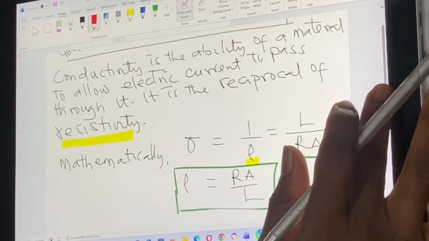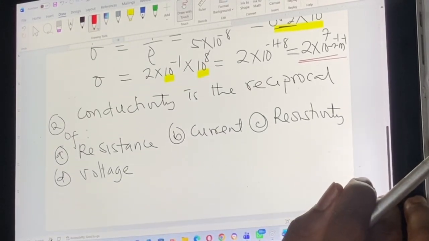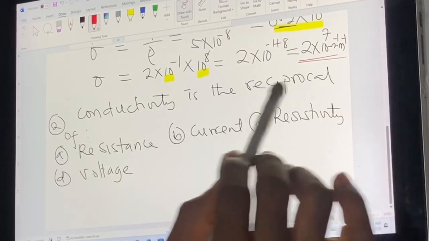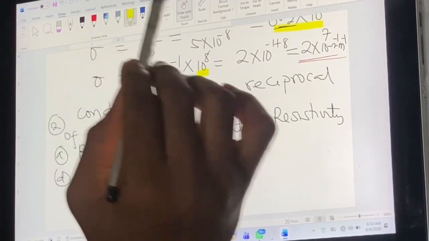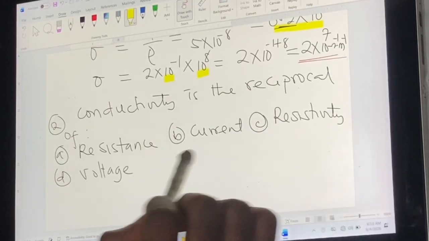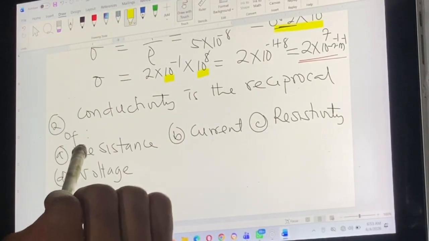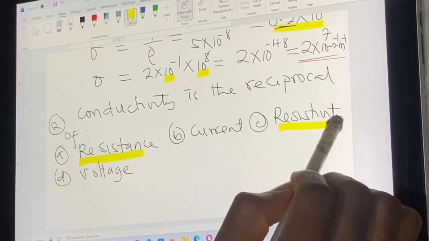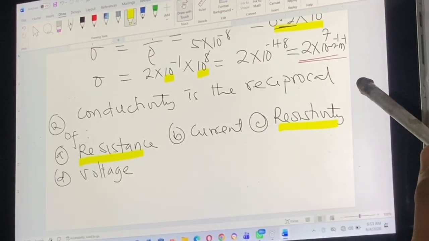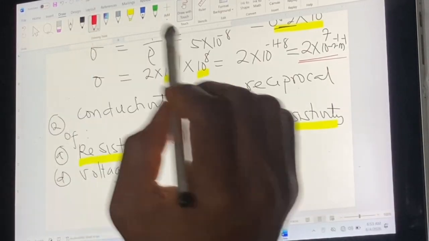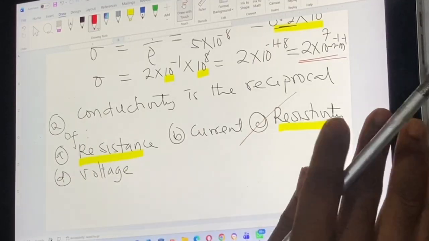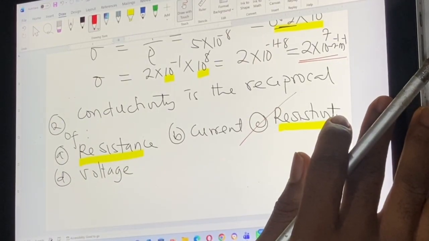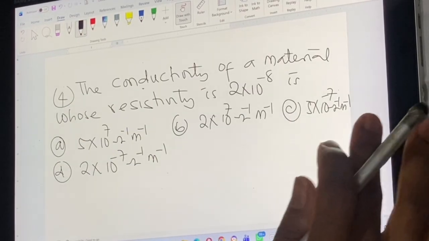So let's look into the next question. Question 2: conductivity is the reciprocal of dash. The options are resistance, current, resistivity, voltage. Remember that resistance is different from resistivity. So conductivity is the reciprocal of resistivity, not resistance. Please take note. Let's solve the next question here, class.